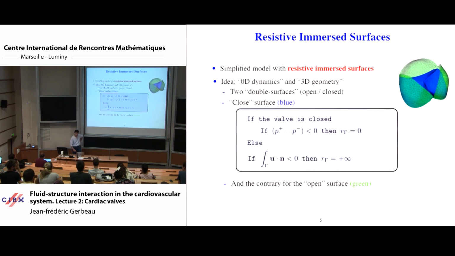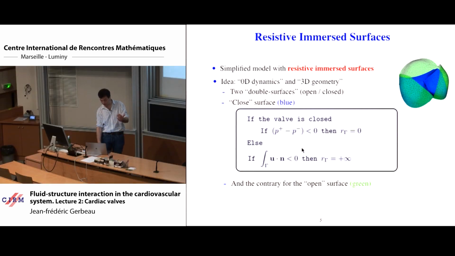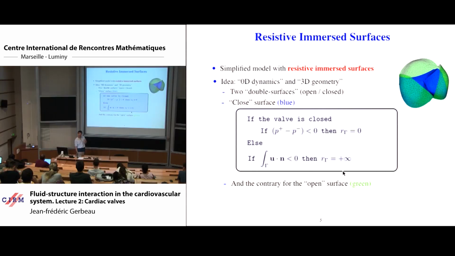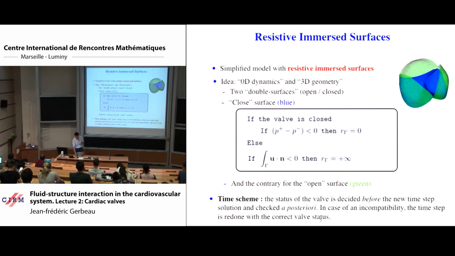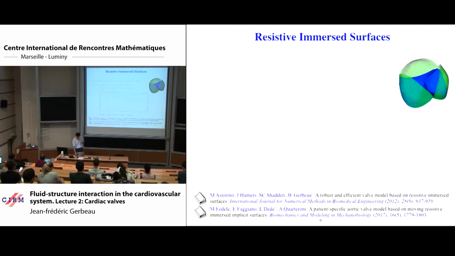So typically, we have two positions, one in the closed position, one in the open position. And with some simple criteria on the hydrodynamics, pressure drop negative or backflow, we decide whether this resistive term we add on these two sets of surfaces is 0 or, say, large. So that's a very simple approach, and there are some algorithmic aspects, but I will not detail them too much.